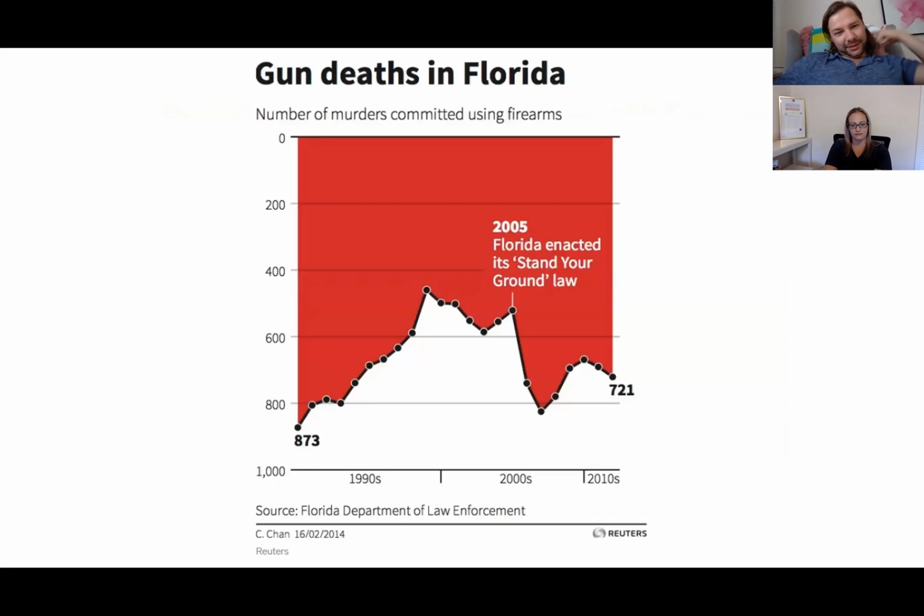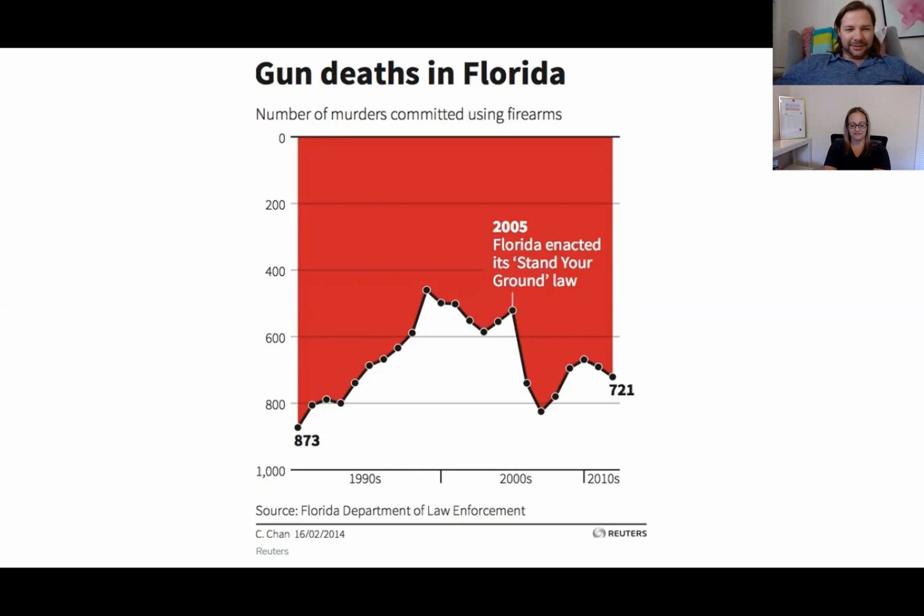And this one is awesome because when I first looked at this, I was like, oh, Florida enacted stand your ground in 2005, and holy cow, the number of murders went down. So that looks like it's pretty effective. But then when you said, well, what's wrong with the graph? And I stared at it, I'm like, oh, why is it upside down?